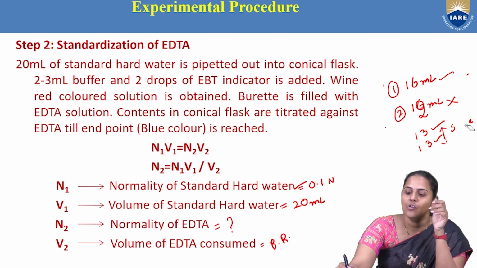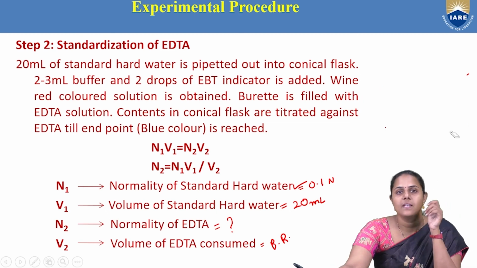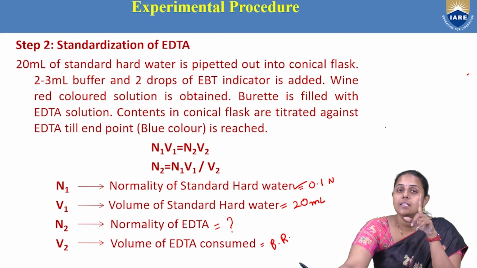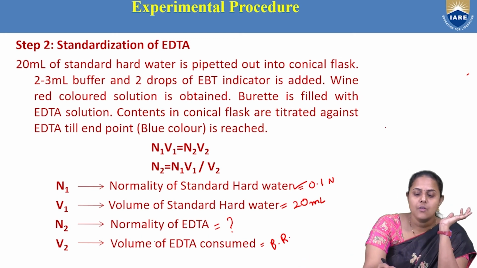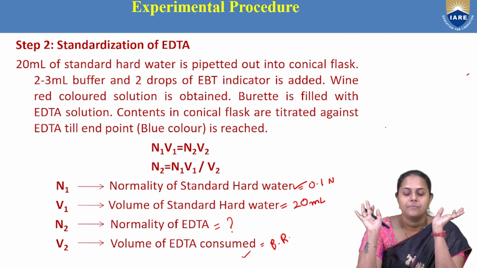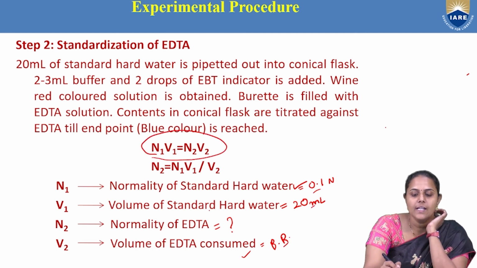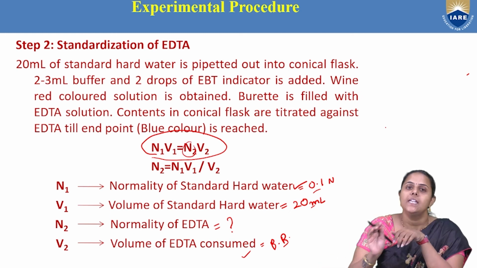So this is the meaning of concurrent values. Concurrent value means the same volume must be consumed, plus or minus 1, during the titration. Till I get the concurrent values, the titration must be repeated. This is done to get accurate results. Just for accuracy, we will follow this procedure. So this volume V2 is the volume of EDTA consumed. That one we get from the burette reading. If we substitute all these values in this formula, we will get N2, that is normality of EDTA.